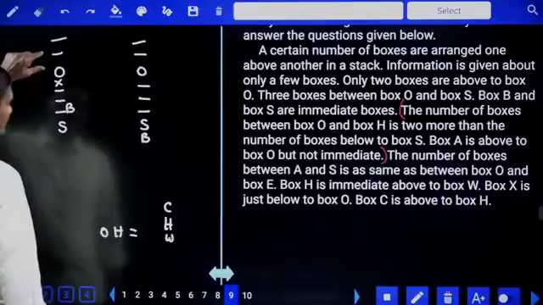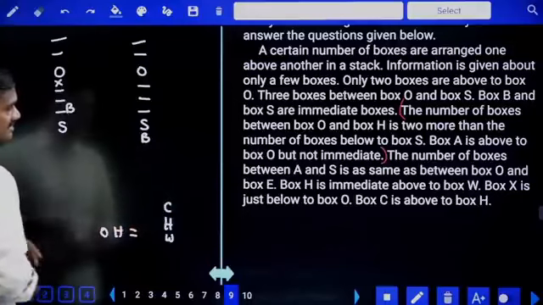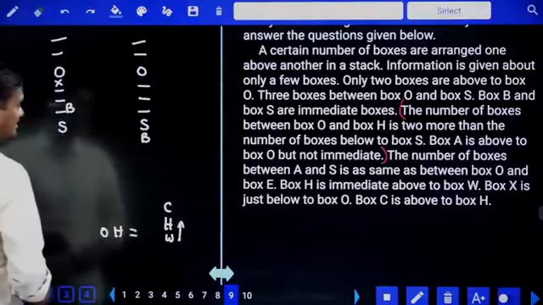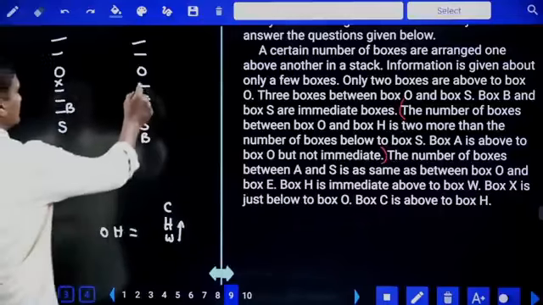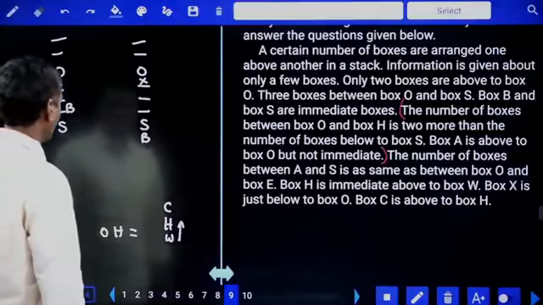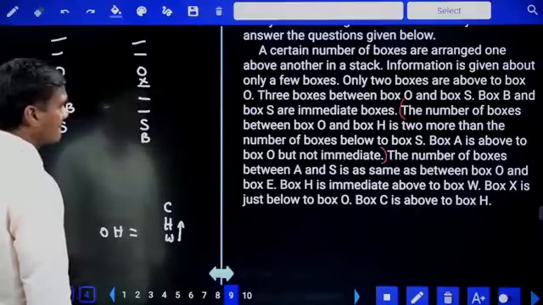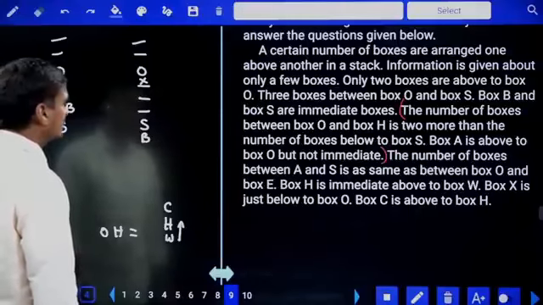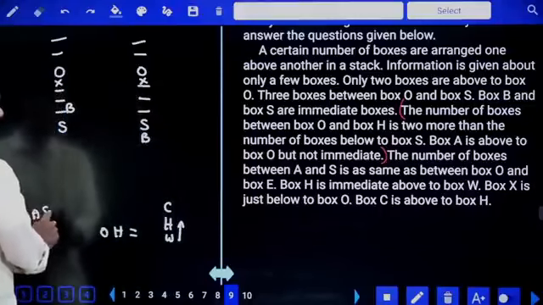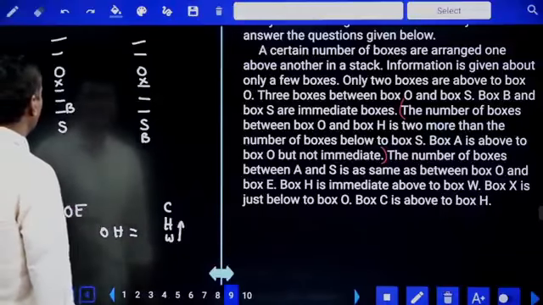Now if you keep O and C at this place, because C is above both H and W, and H is immediately above W, both these two must be together like this. X is just below O. Now X has come here. What we still need is O and H. A and S is the same as O and E.